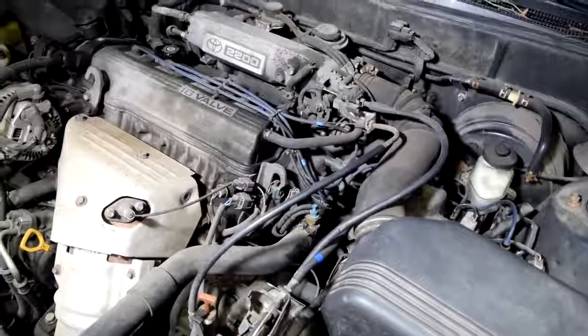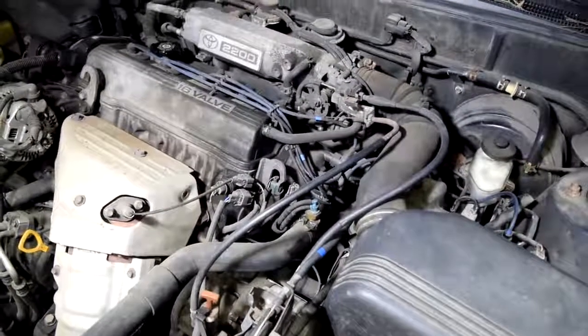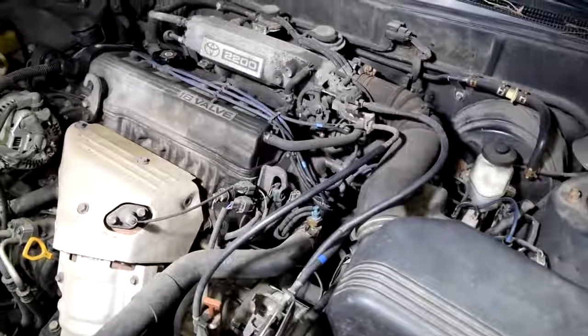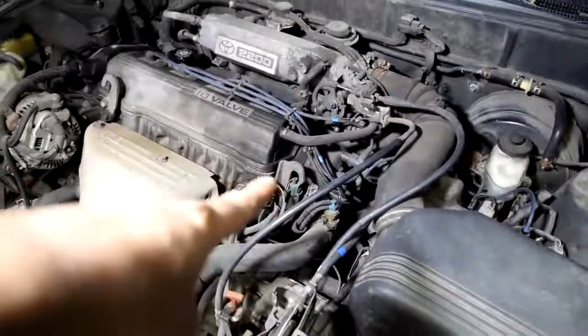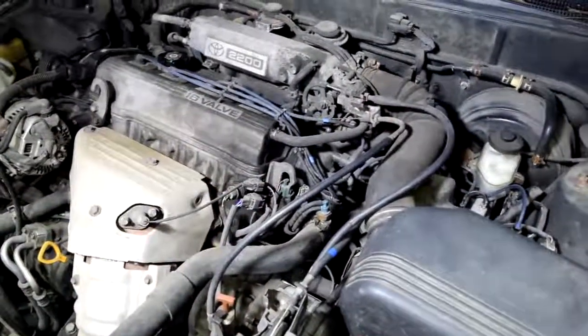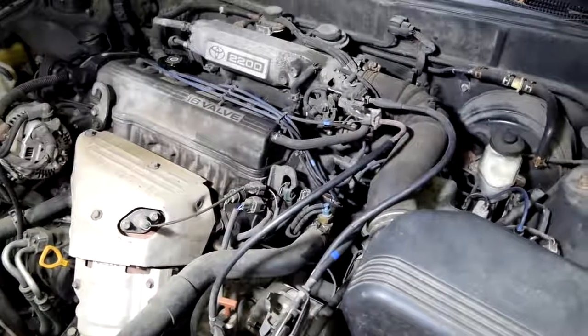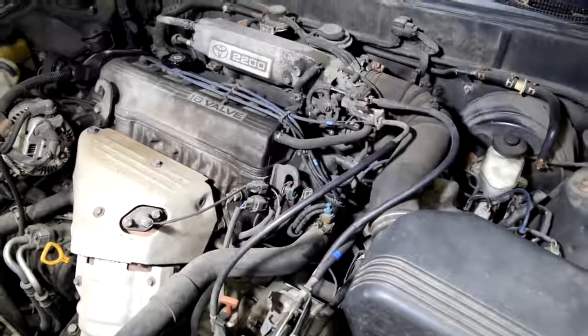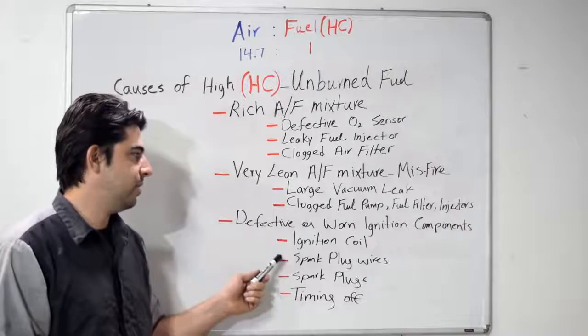As far as timing is concerned, we're talking about ignition timing, which is adjustable on these older cars that have a distributor system. And on a lot of newer cars, it's all done electronically, your ignition timing, so therefore you can't really adjust it.